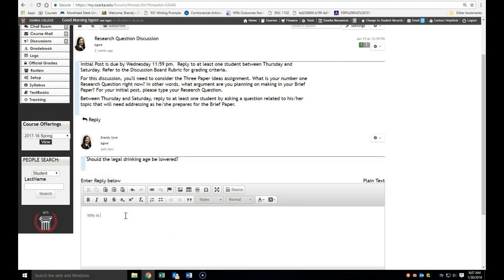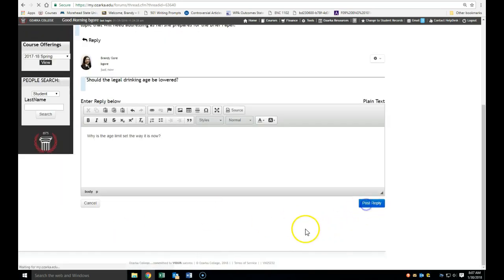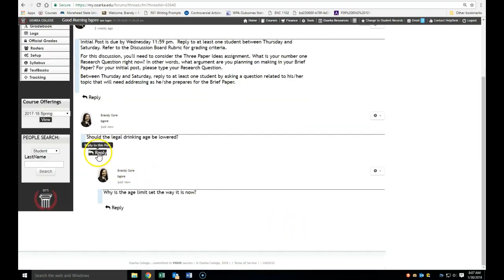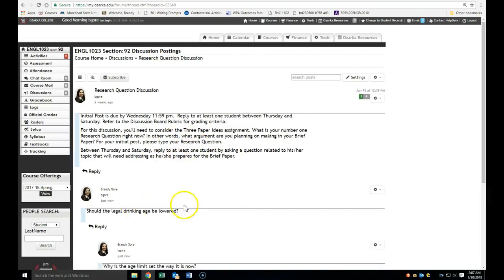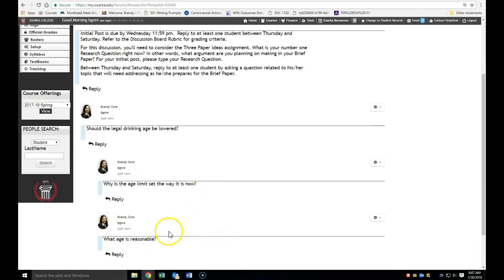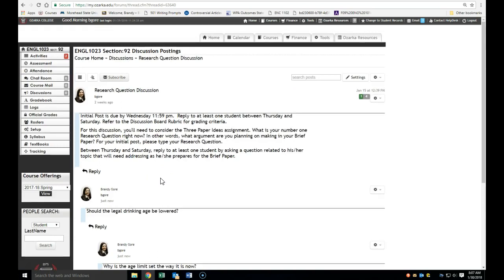why is the age limit set the way it is now? Like, how did we get here, right? So that would be one question. And then somebody else might come in and say, what age is reasonable, you know? And so you just start asking all these questions to unpack this so that we can make sure that we cover everything that we need to in our papers.